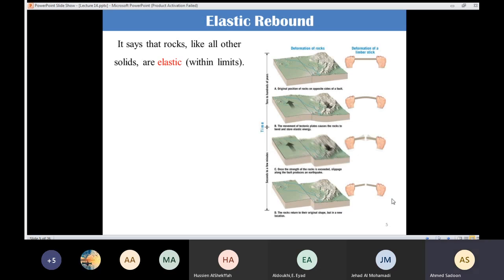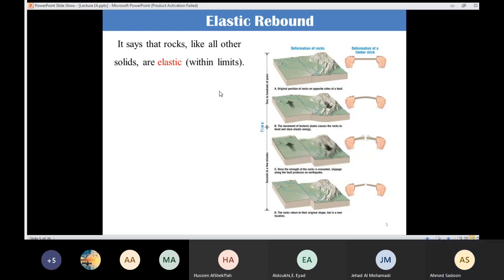We know the elastic limit. The elastic limit means when you apply a force, of course, you are going to have deformation. If you release the force, the body or the material will get back to its original position. And the rock is like all other solids, elastic within limits. So the rock is just like the other materials, which means that the rock also has an elastic limit.